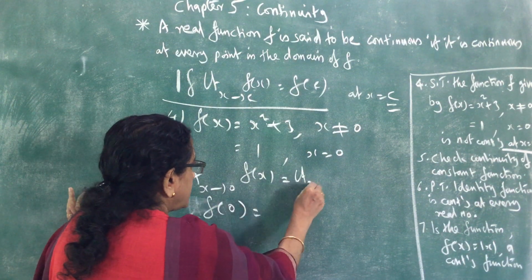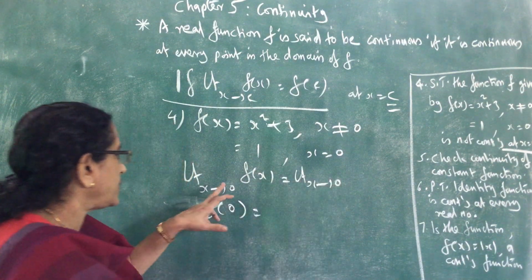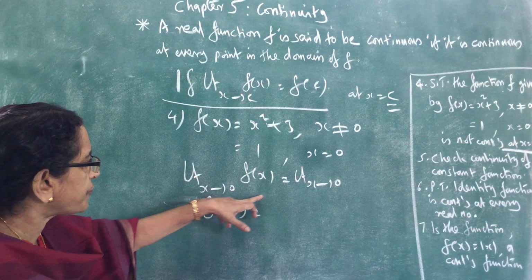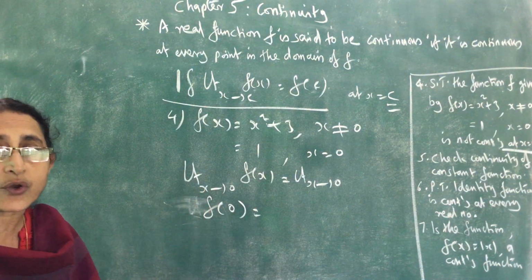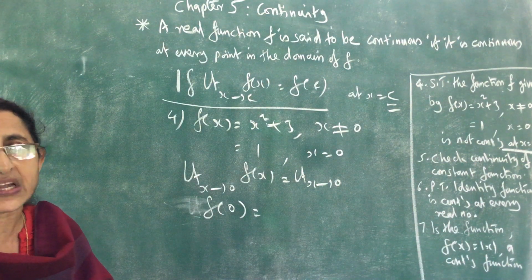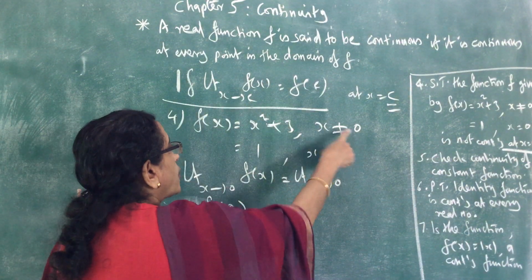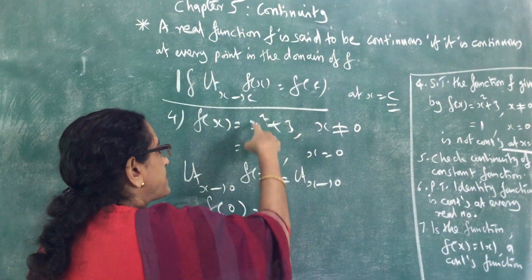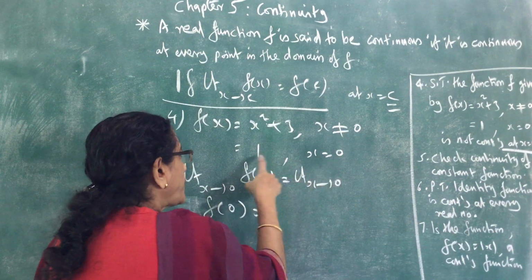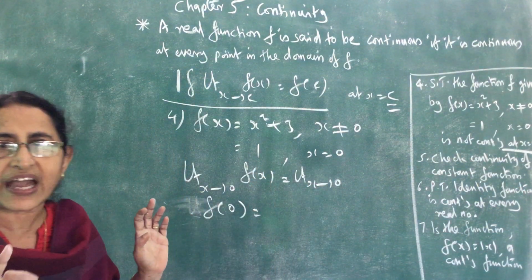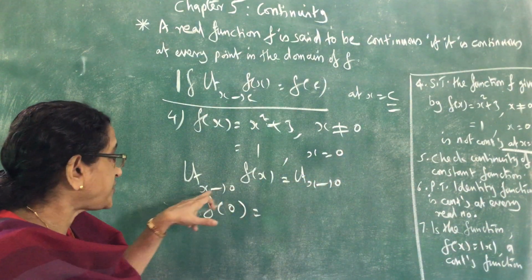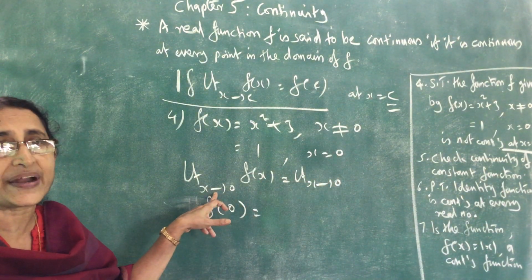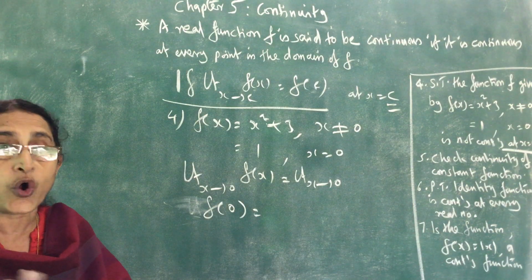So limit x tends to 0 of f of x equals limit x tends to 0 of... what is f of x here? See, limit means x is not equal to 0, x is very close to 0, but x is not equal to 0. So when x is not equal to 0, what is the value of the function? That we have to substitute. Here when x is equal to 0, the value is 1. Don't substitute that. That is the case when x is equal to 0. Limit means x is very close to 0, but not equal to 0.